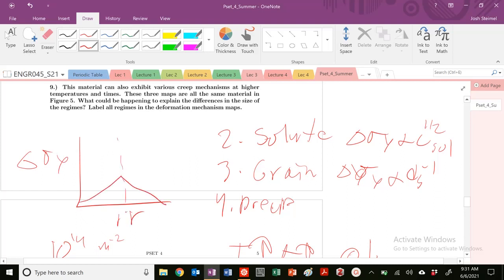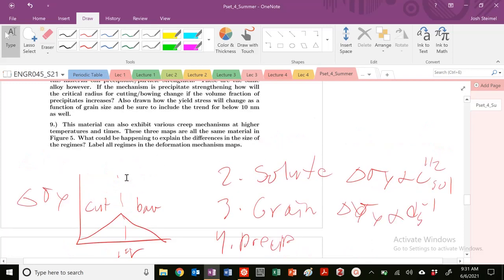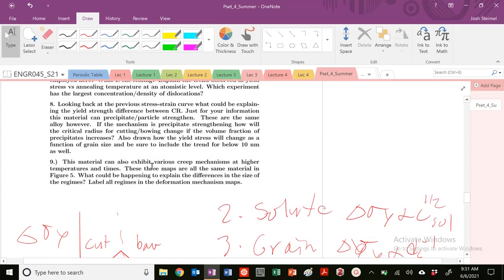We have this critical radius here, where below it we want to cut small particles and we want to bow around large particles. Why? We cut small particles because we don't create as much surface area, and we bow around larger particles because we don't have as much curvature. So we've seen that in the notes.